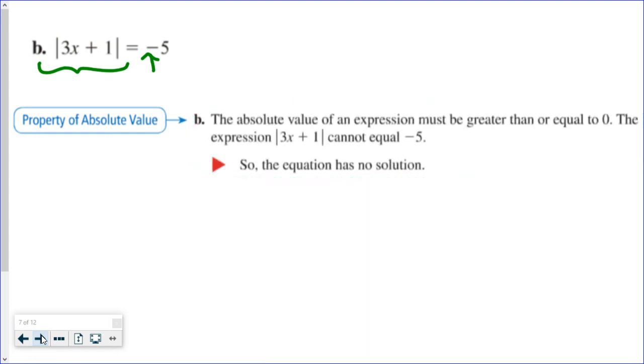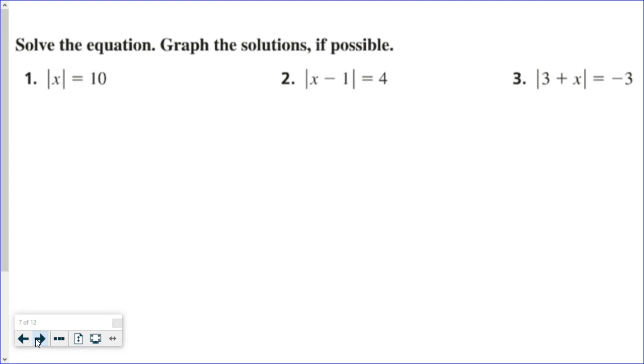No, it says the absolute value of an expression must be greater than or equal to 0, meaning it's a positive. The equation actually has no solution because it equals a negative. Okay, some sample ones. So here's what we're going to do. We're going to write 2 equations. x equals 10, x equals negative 10. And they both work.